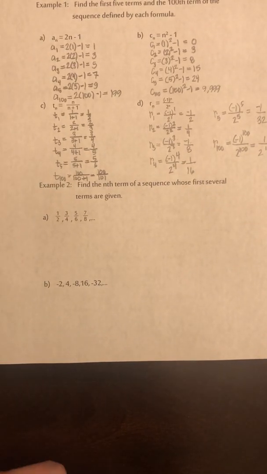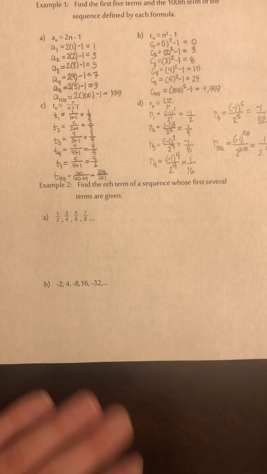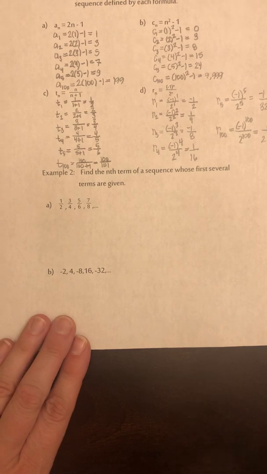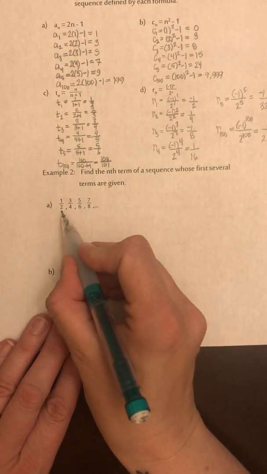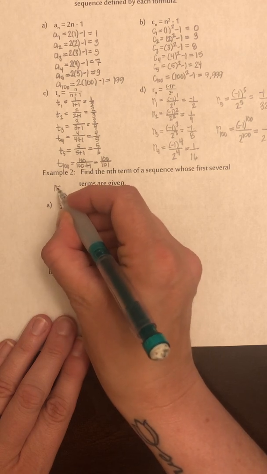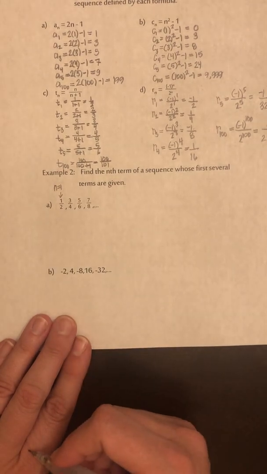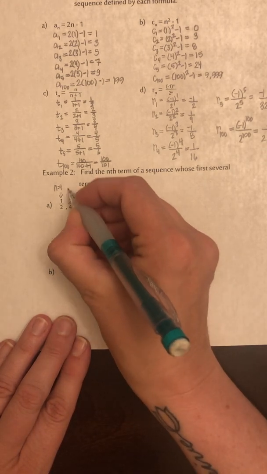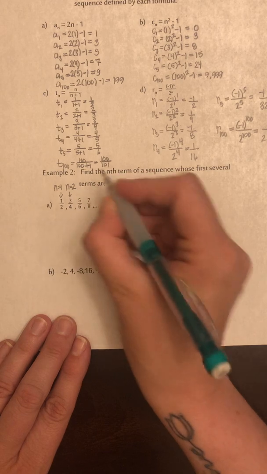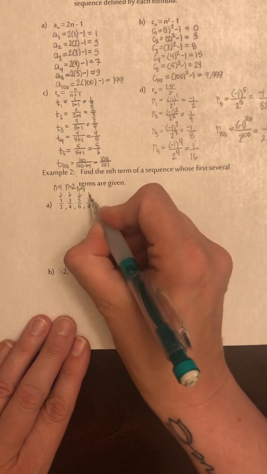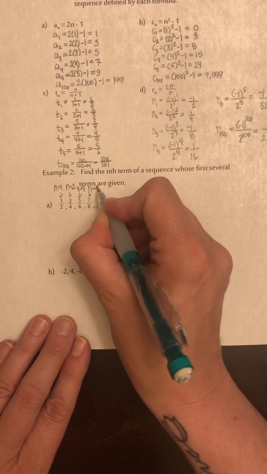Okay, example 2. It says find the nth term of a sequence whose first several terms are given. Here's where you really have to put your thinking cap on. So this first term is 1/2. It's the first term, so that means it occurs when n is 1, when the domain is 1. Then the second term has an n value of 2. The third term has an n value of 3. The fourth term has an n value of 4.